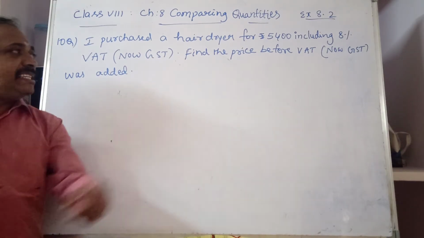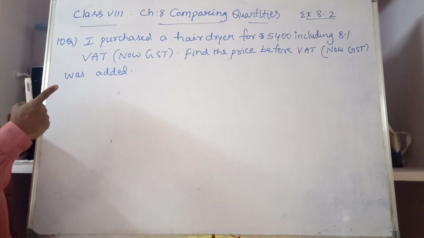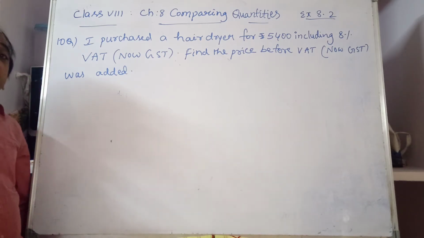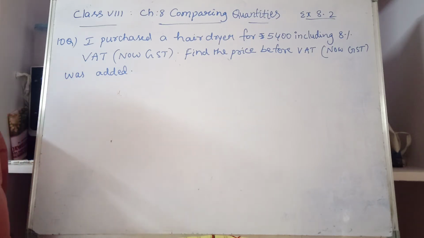So find the price before VAT. Before VAT means before GST, the term we are using now. GST was added, and 5400 is including the VAT, including GST. Then what is the price before VAT, or without GST, that he paid? So listen.